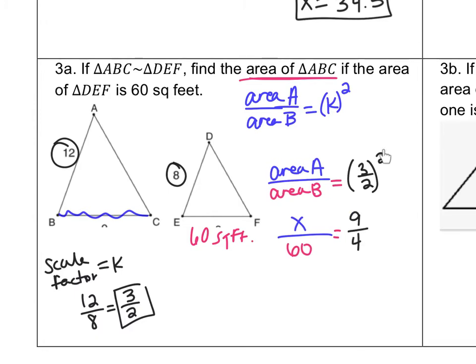Okay, because remember, when you have a fraction squared, you square your top. 3 squared is 9. Square your bottom. 2 squared is 4. Now we have our ratio, so we will be able to solve this proportion and get that x value. Okay, so cross multiply, we're going to get 4x equals 540. Divide both sides by 4, so we know that x, or our area of triangle ABC, will be a total of 135.